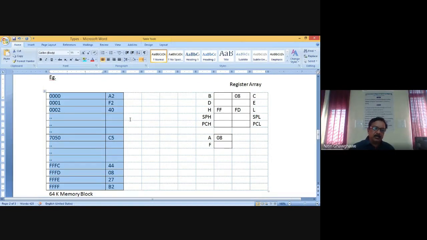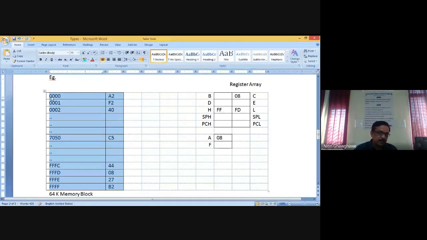So, sir, on the left hand side, it is the memory block. You can note the first address is 0000 and the last address is FFFF. Although you are seeing only 4 digits, it is a 16-bit address. All these are hexadecimal digits.